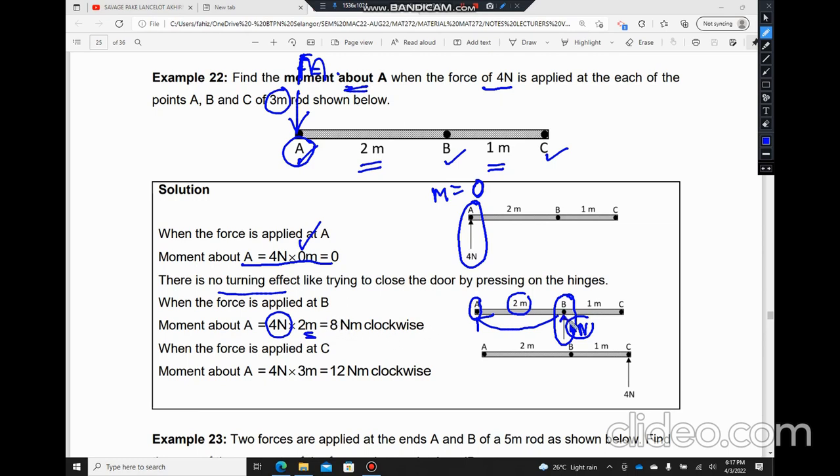Sebab awak tengok daya ni ke atas kan. So bila daya berada di sini, so dia akan bergerak macam ni. Sebab moment about A kan. So dia akan bergerak ke arah A. So dia akan dapat clockwise.